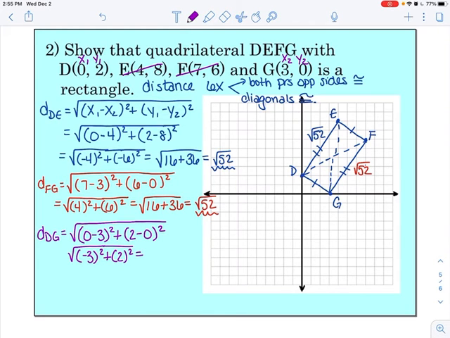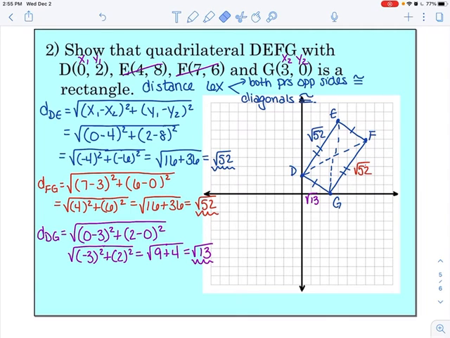If you're using your calculator to help you square, again, when you have a negative number, pretty please with sugar on top, make sure that you put it inside a set of parentheses, or your calculator is going to give you a wrong answer. Negative 3 squared is a positive 9, and positive 2 squared is a positive 4. And 9 plus 4 is 13. So DG is radical 13. Hey, we're getting there.